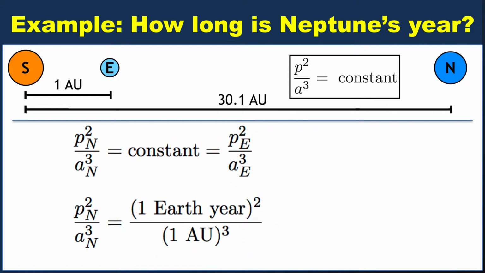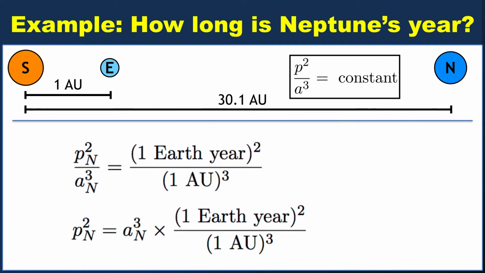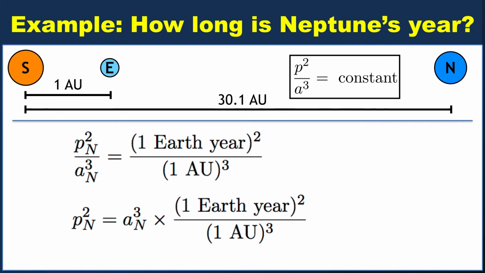Well, now we can just go through and solve for Pn, right? That's the period of Neptune, that's Neptune's year. So to do this, we'll multiply both sides of this equation by An cubed, effectively moving An cubed over to the right side of the equation. Now we'll plug in the value of An. We know that it's 30.1 AU.